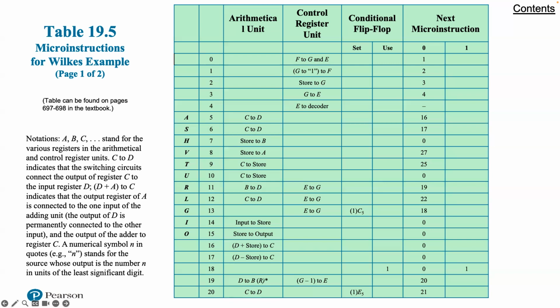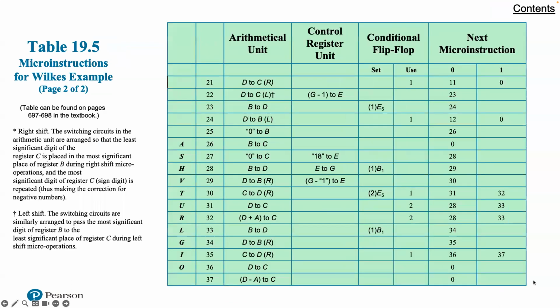Microinstructions 0 through 4 constitute the fetch cycle. Microinstruction 4 presents the opcode to a decoder, which generates the address of a microinstruction corresponding to the machine instruction to be fetched. The reader should be able to deduce the complete functioning of the control unit from a careful study of table 19.5. And so keep that in mind.